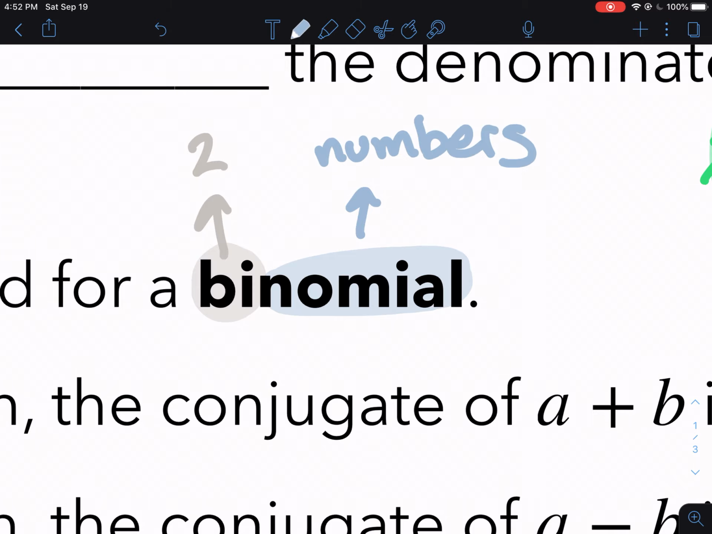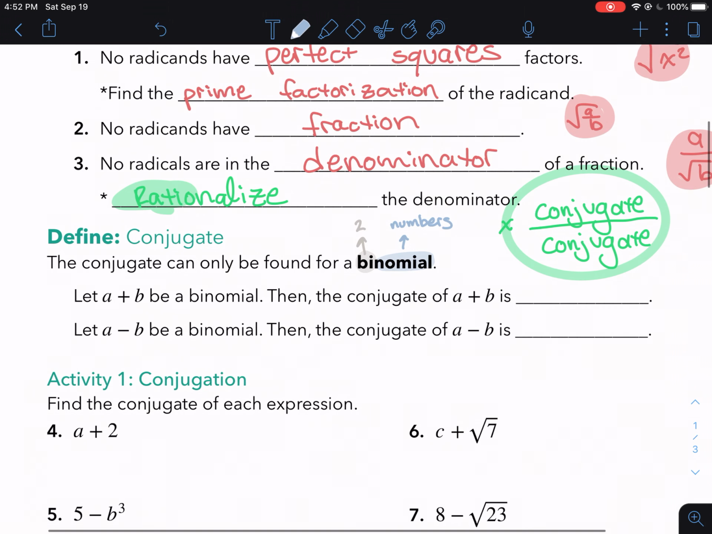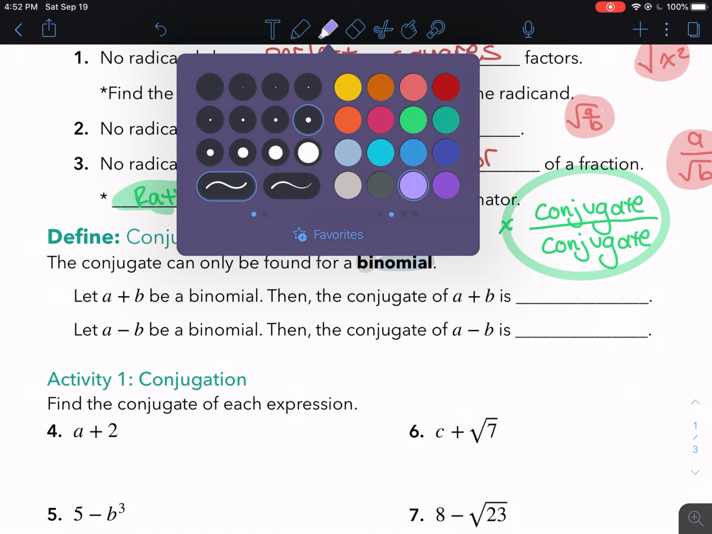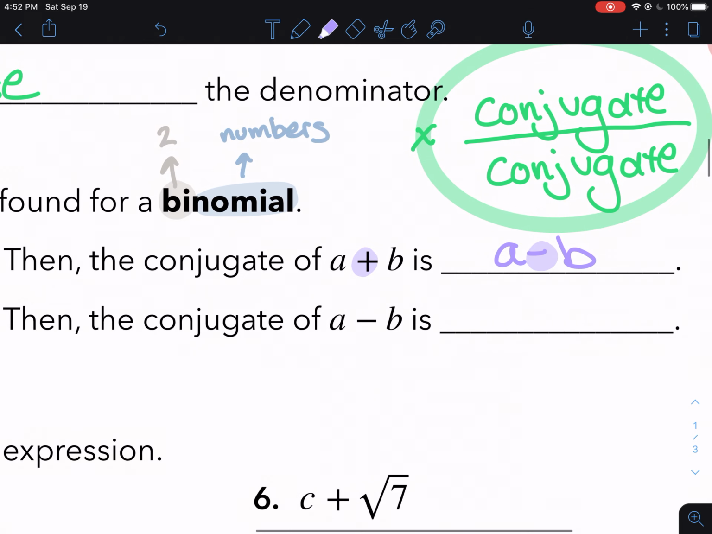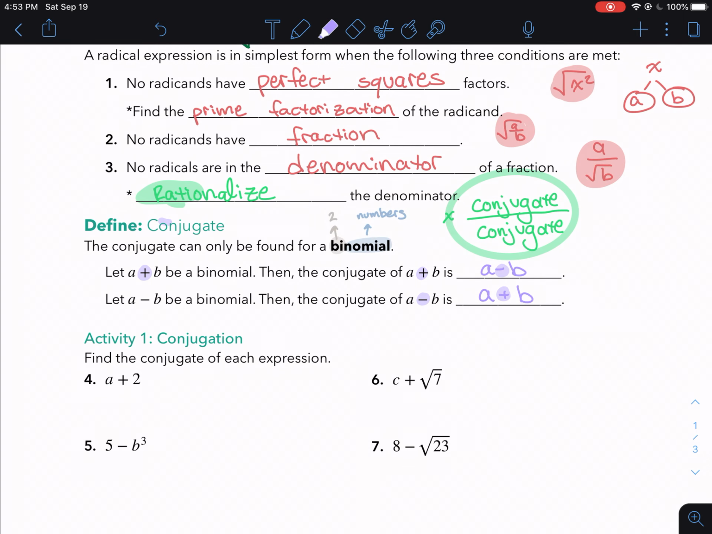So a conjugate of a binomial basically flips the sign. So if you have a plus b, the conjugate then is a minus b. That's literally it. A plus b to a minus b. And then you can go the opposite way too. If you have a minus b, the conjugate is a plus b. Super duper, that's it. That's what a conjugate is. You flip the sign around with two numbers.